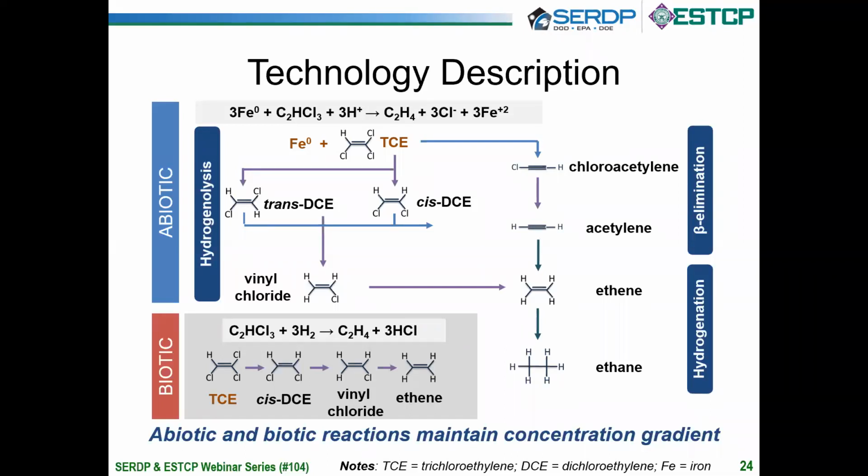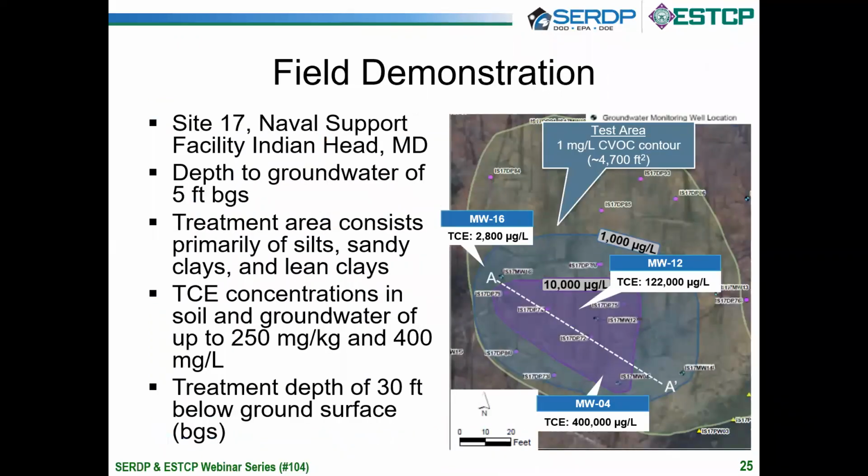So on slide 25, we're going to talk a little bit about the field demonstration. And this happened at Site 17, Naval Support Facility, Indian Head in Maryland. The site was previously used for disposal of metal parts, as well as other pieces of equipment that were disposed there over time. And over time, this ended up growing. There was a whole bunch of growth, a lot of vegetation. And so as part of this demonstration, we had to do some clearing to identify this source zone, as well as do some work at it.